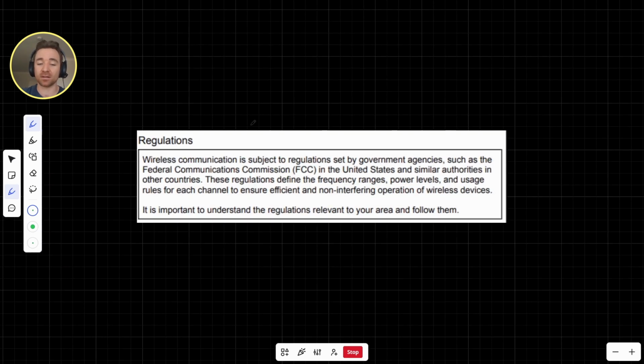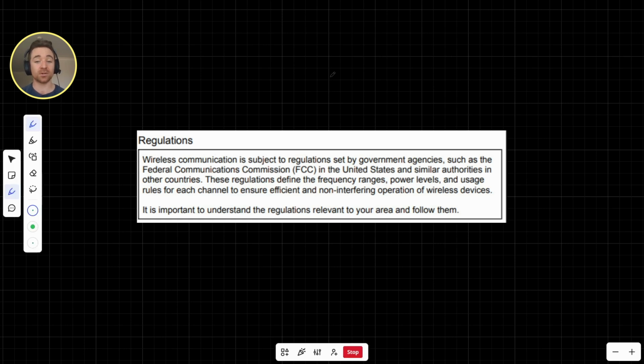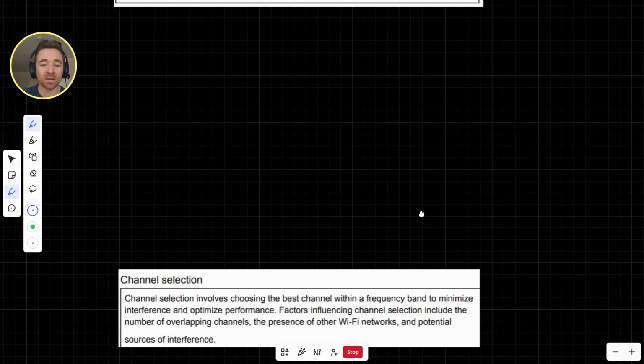Regulations, like I just said before, you do need to know that your specific area will likely have specific regulations. It will depend on area. You just need to know for your exam that different areas have different regulations, and you need to follow those regulations, okay? That way everyone stays happy. If you follow the regulations, you're a good boy. You're doing the right thing. So that's pretty much it.